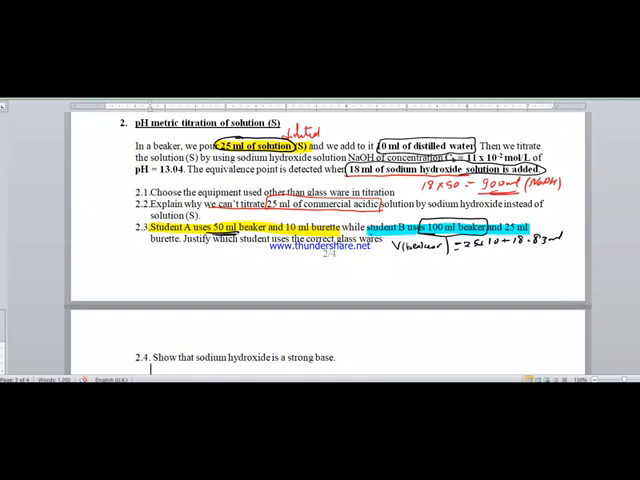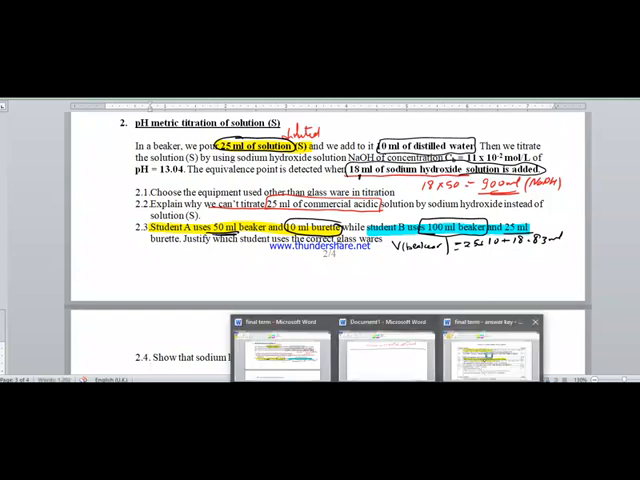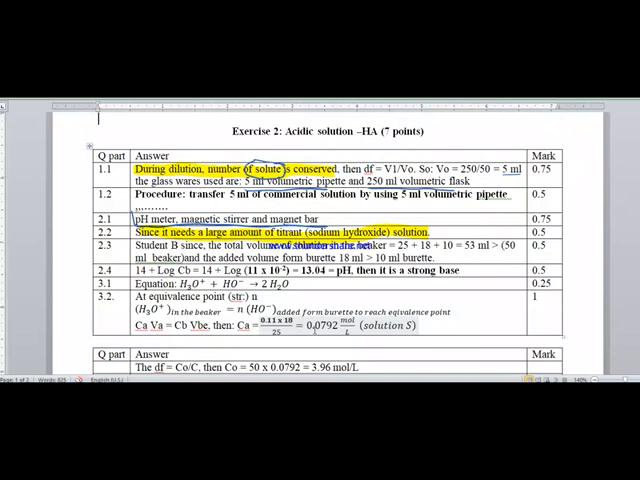Or I can say we have another method: 18 milliliters of sodium hydroxide is added from the burette. I need to add 18 milliliters of sodium hydroxide from the burette, so I can't use the 10 milliliter burette. I will choose the 25 milliliter one. This is the answer of part 2-3.